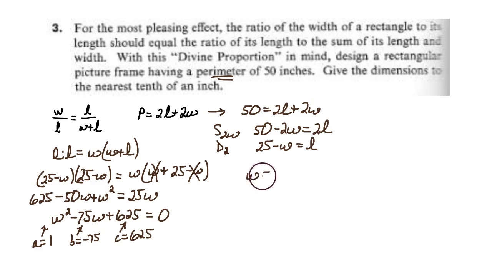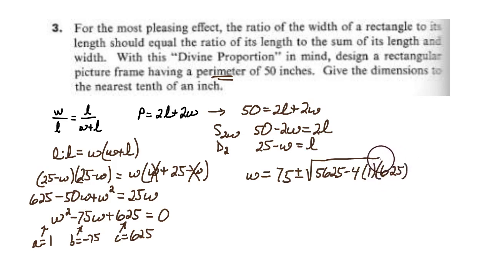So our answer for W can be found by taking the negative of B, so 75, plus or minus, now square root, and then right in here we're going to go B squared, so negative 75 squared. That makes 5,625. And then 4 times A, which is 1, times C, which is 625. And that's all divided by 2 times A, so just 2.